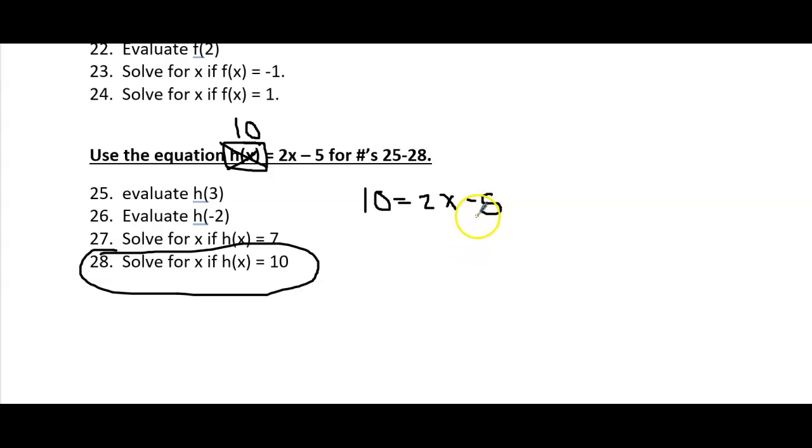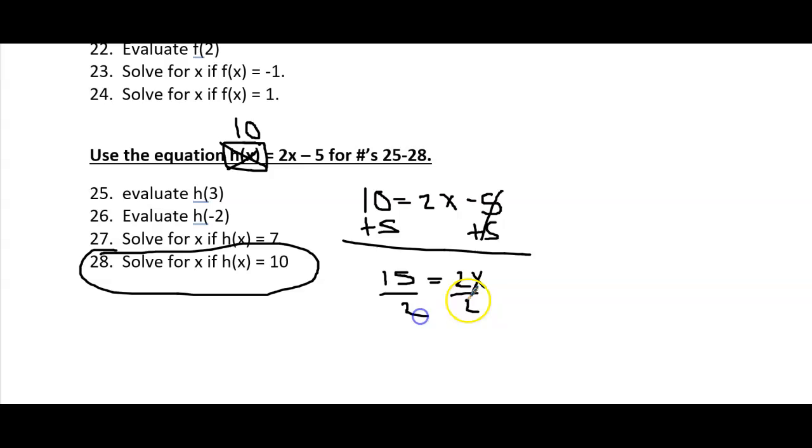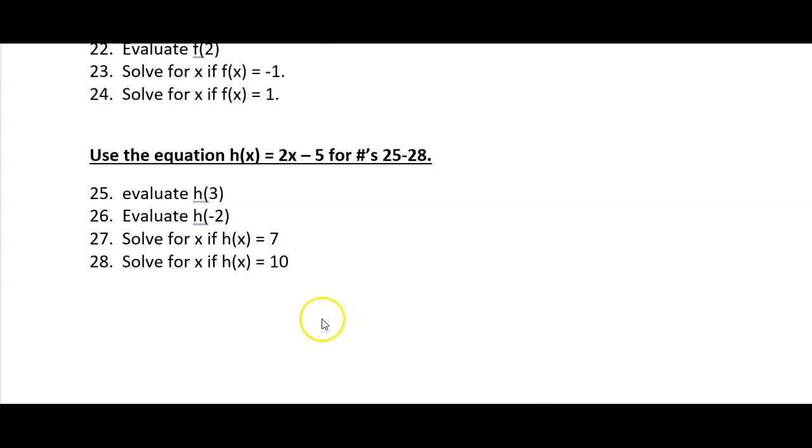On this one, I would add 5 on both sides first to solve for x, and then I would divide by 2. So you can have 15 over 2, or if you like decimals, 17.5. All right, moving along.